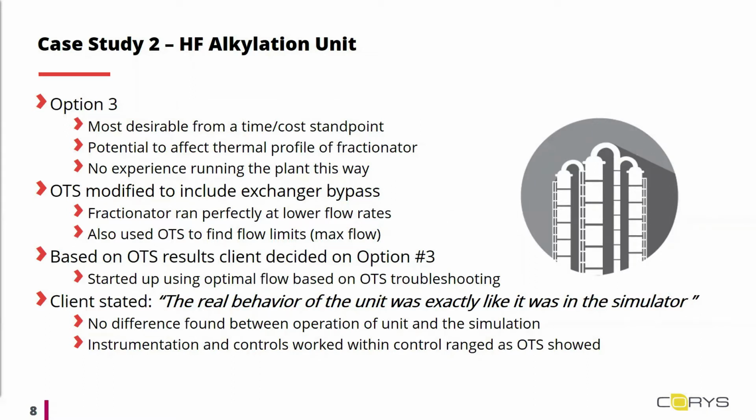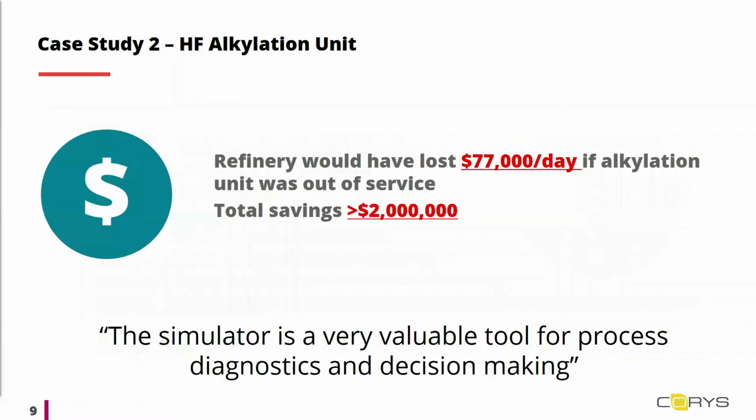With the experimental results of the OTS, the heat exchanger in the actual plant was removed for repair and a bypass was installed, and they restarted it according to the simulator results, and they found that the real behavior of the plant was exactly like it was in the simulator. Ultimately, they were able to run the plant while getting the exchanger repaired, resulting in a cost savings of over $2 million.